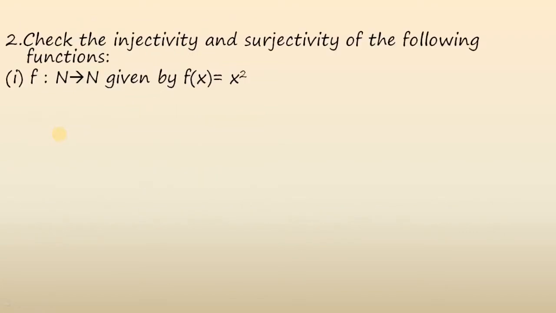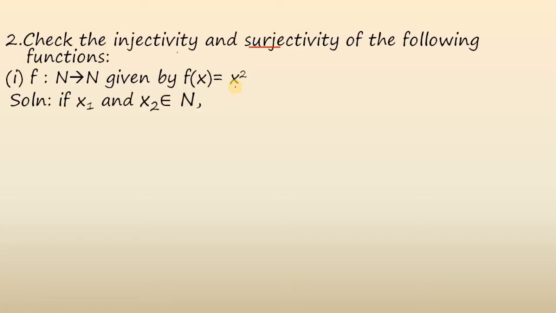So let's move on. Second one: check the injectivity and surjectivity of the following functions. Here the words injective and surjective mean 1-1 and onto. It's just two different names. Let's see the first one, N to N given by f of x is equal to x square.